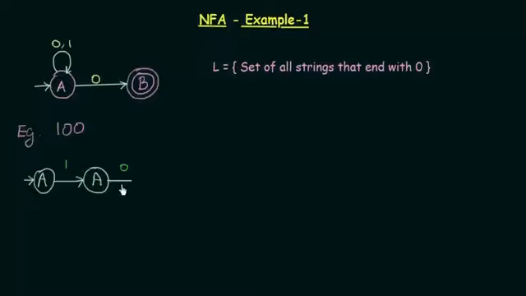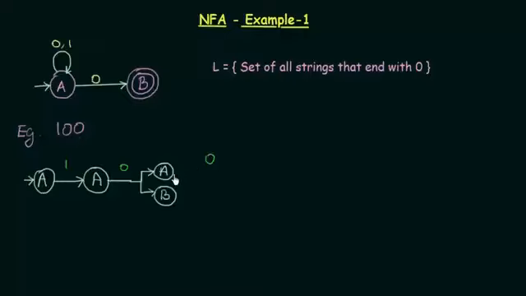On getting input 0, A goes to A itself, and also A goes to B. There are two transitions. A goes to either A or B on getting input 0. Now we are in these two states, and my next input is again 0.